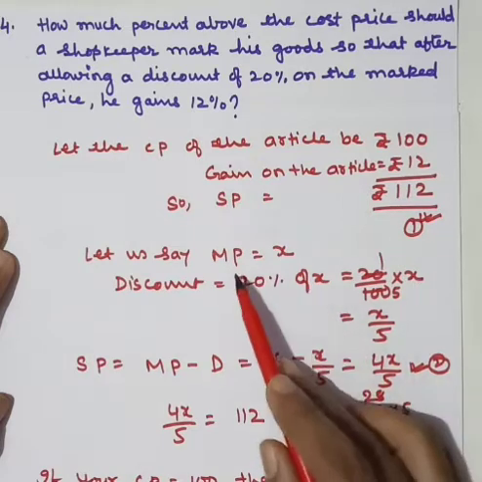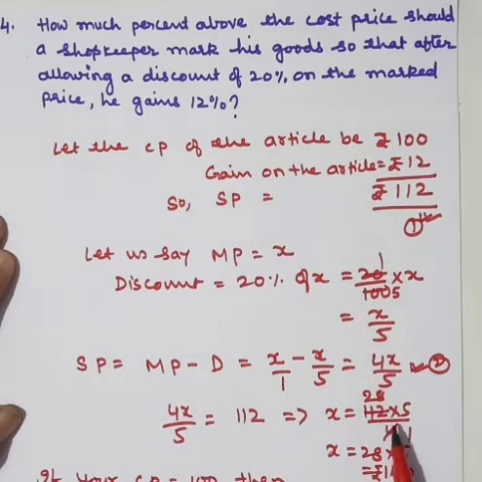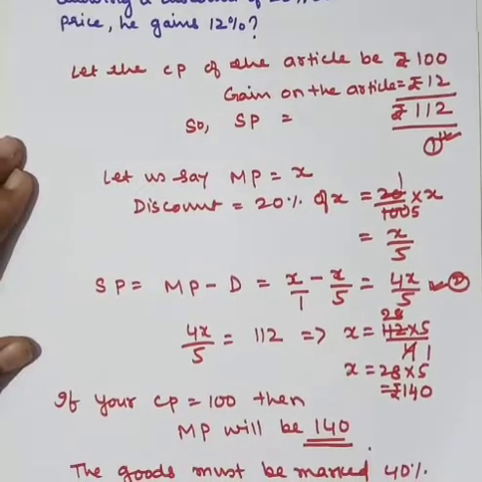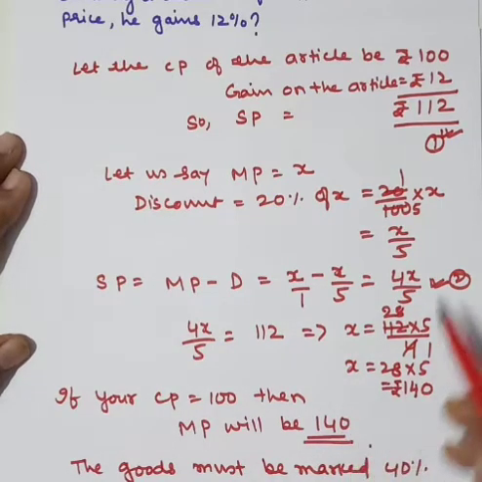So let us say that MP is X. From here 20% of X is X by 5, the discount is X by 5, and MP minus discount is your SP, and here your SP is equal to 112. So 4X by 5 is equal to 112, and from here you are getting X is equal to 140. What is your X? X is your mark price. Okay. So see, when CP is 100, the shopkeeper is marking it at 140. That means he is marking 40% above the CP.